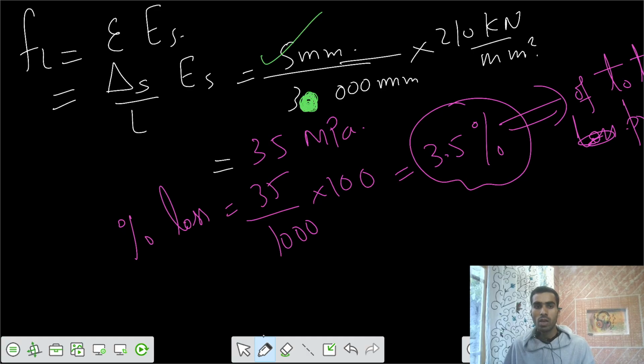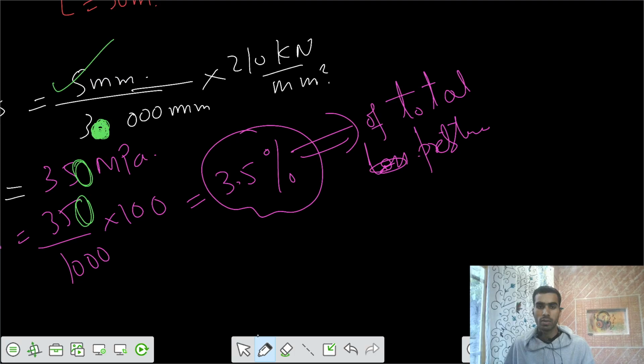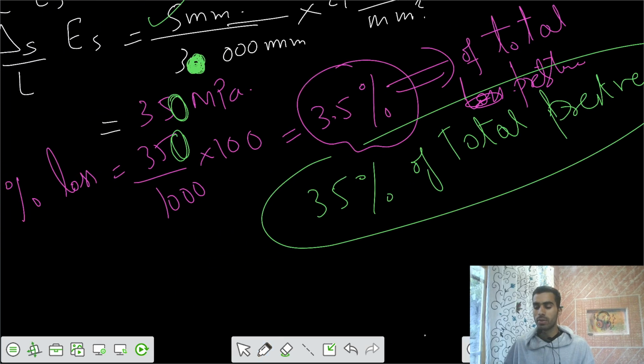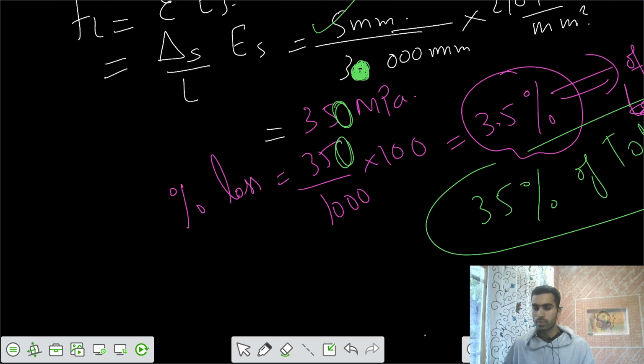So that means your loss of stress would be 350 megapascal. So here we can write 350 by 1000 into 100. So that is 35% of the total pre-stress. So you can see that there is a 10 times difference. You can see that there is more loss in short members because of this anchorage slip. Let's take one more problem.